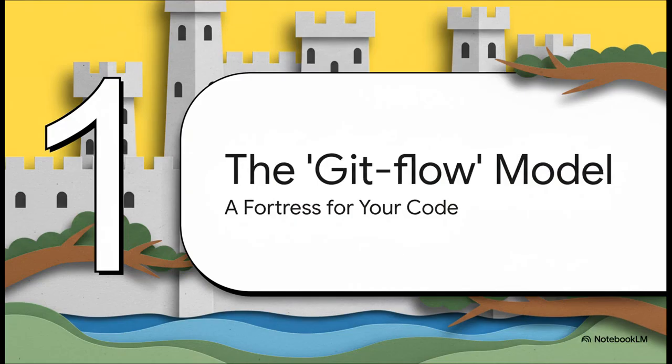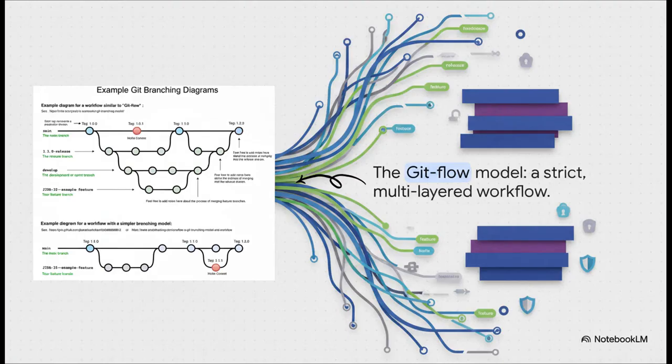All right, first up is a model called Git flow, and I absolutely love this analogy. Think of it as a fortress for your code. It's all about building these protective walls and layers to make sure everything is rock solid and stable. Okay, well, at first glance, this looks a little complicated, right? And you're not wrong, but that complexity is there for a reason.